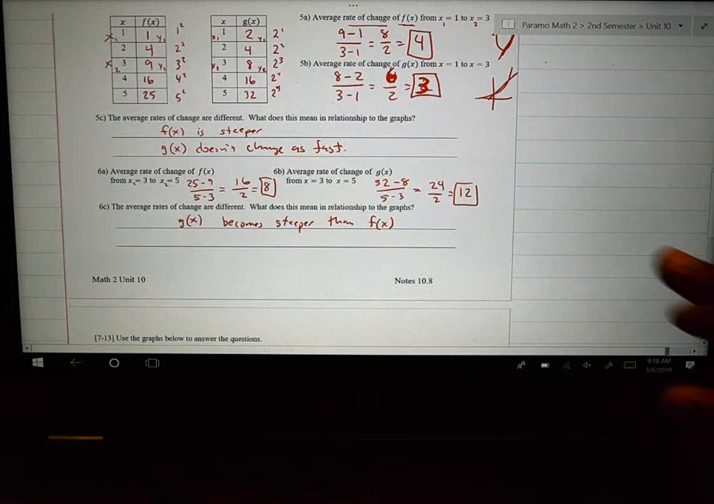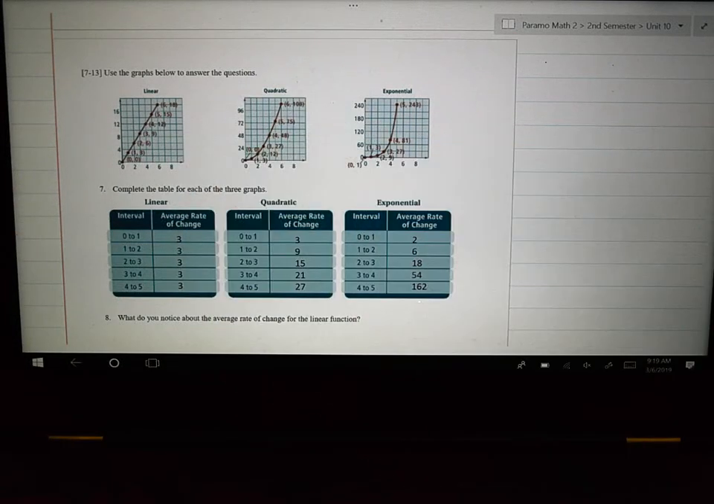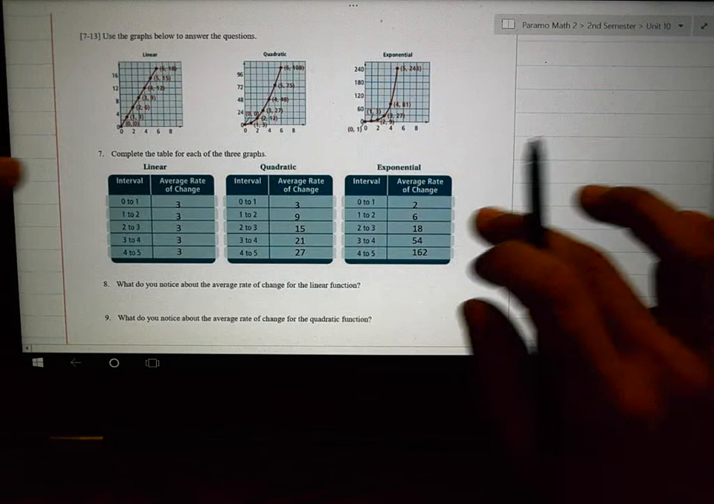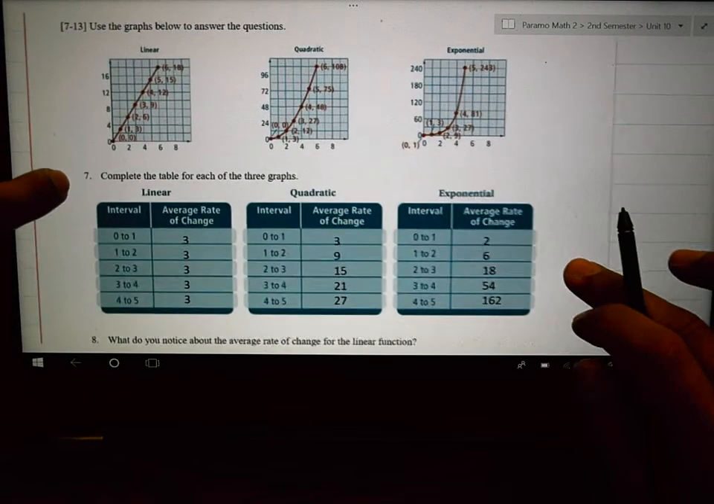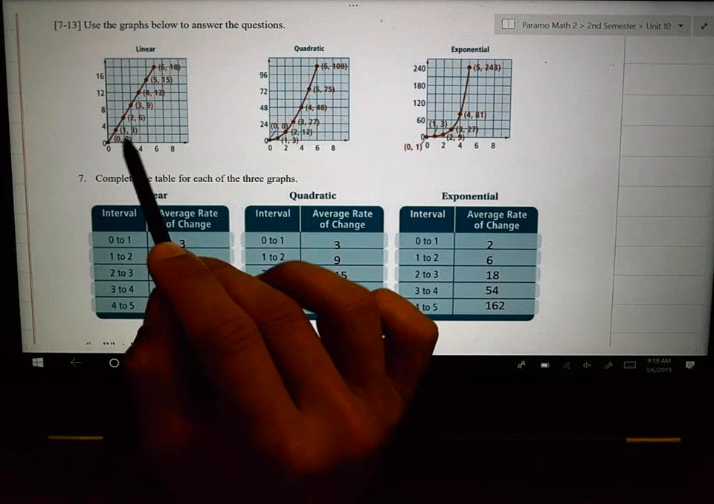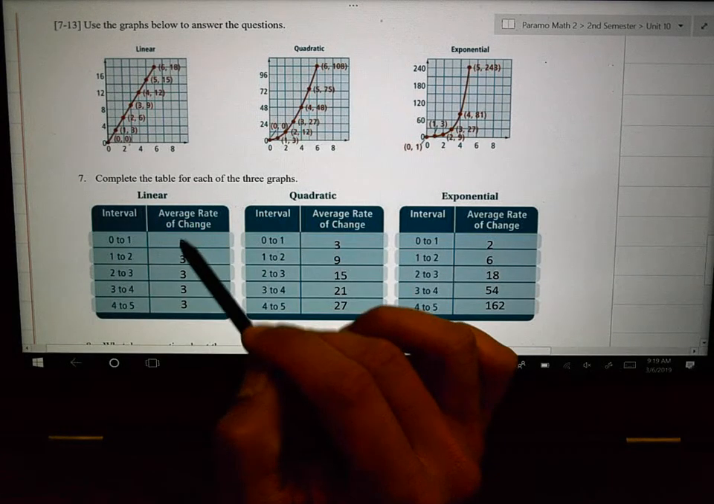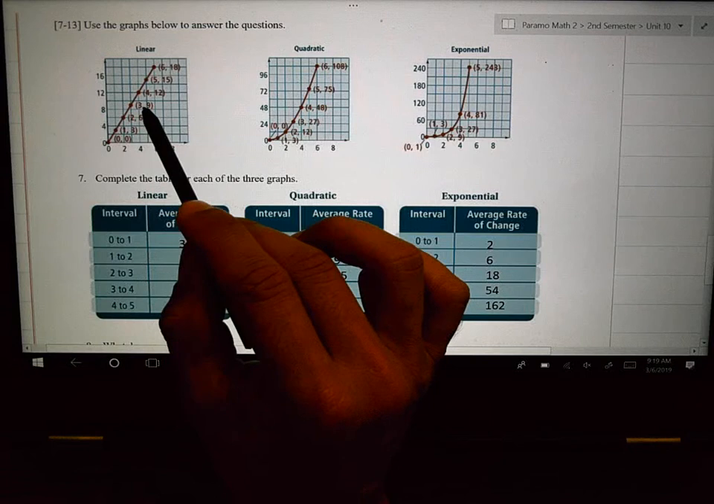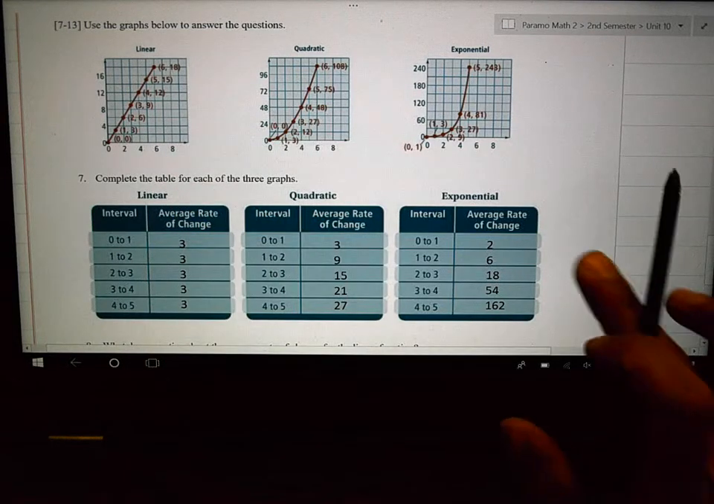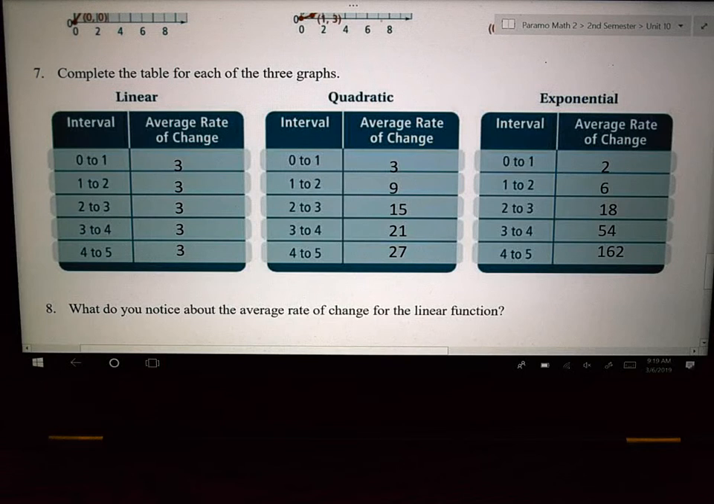Now I don't feel like you should have to do all the calculations on number 7, so I'm going to give these to you. Here's the deal. They're going to ask you, what's the average rate of change between 0 and 1? You'd have to do this y minus that y, this x minus this x, but I decided I'm just going to do all those calculations for you. Let me zoom in on this. Why don't you write those things down and just fill in your chart.